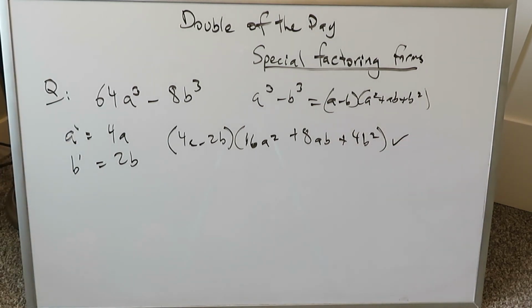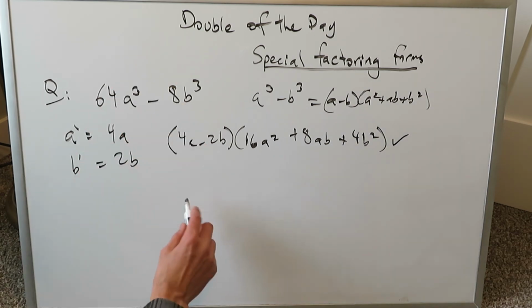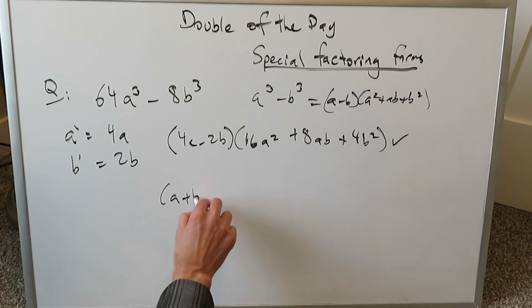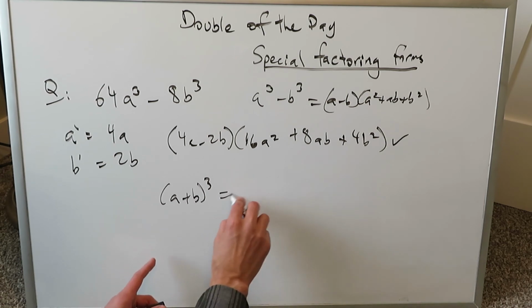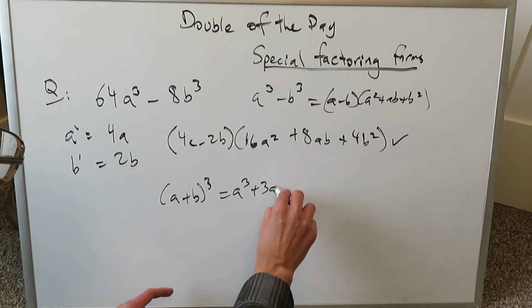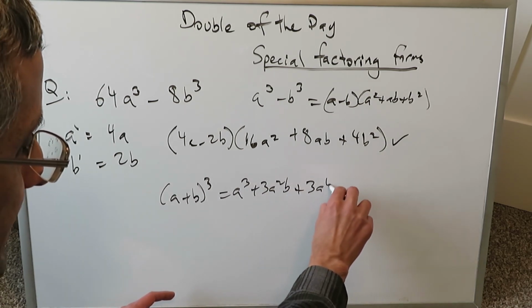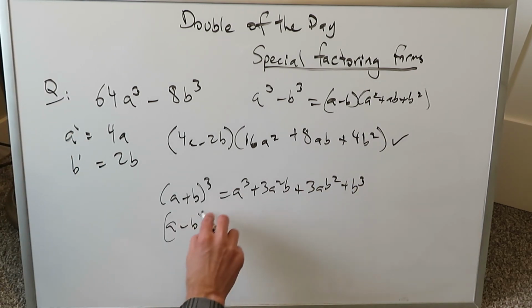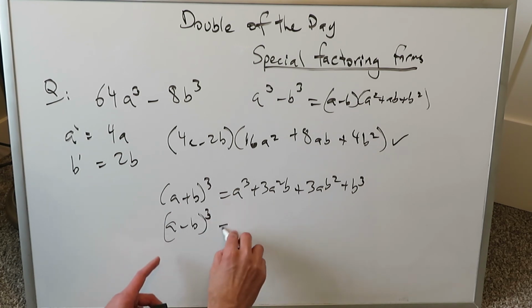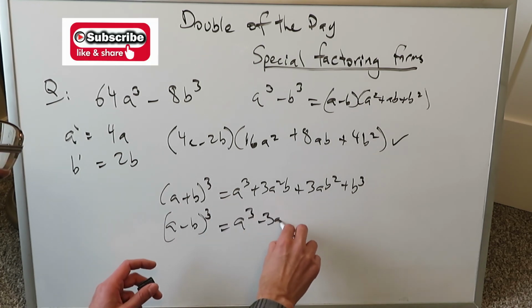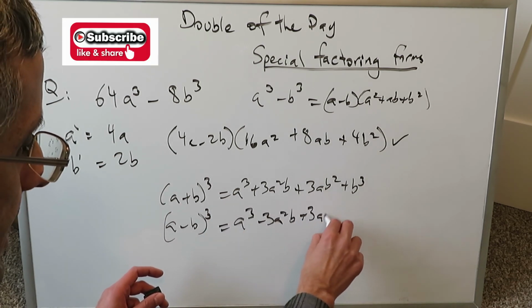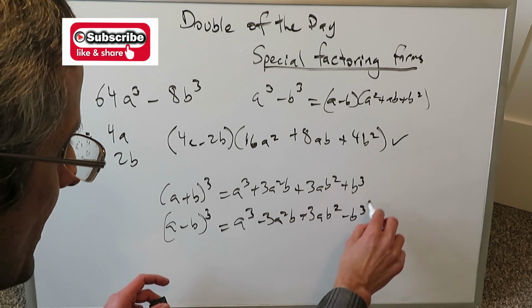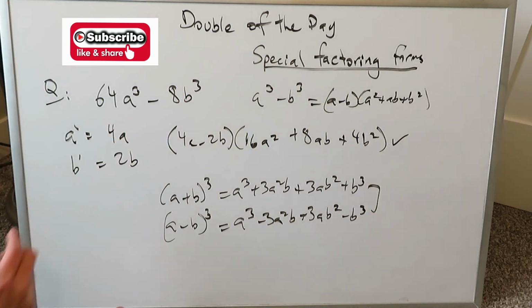So keep the special factoring form in mind. Just do not confuse them for these other forms, the binomial forms. You have a plus b whole cube, and you know this is a cube plus 3a square b plus 3ab square plus b cube. Radically different than what we're talking about here in this particular video. A minus b whole cube would be a cube minus 3a square b plus 3ab square minus b cube. So these two are not the same as these special factoring forms that have been addressed in this video.